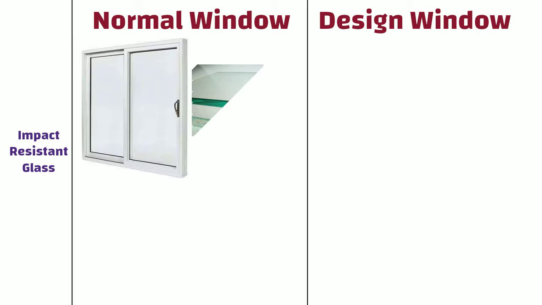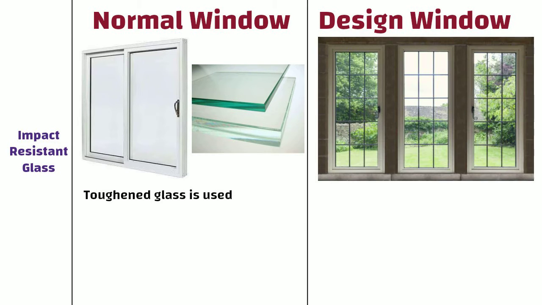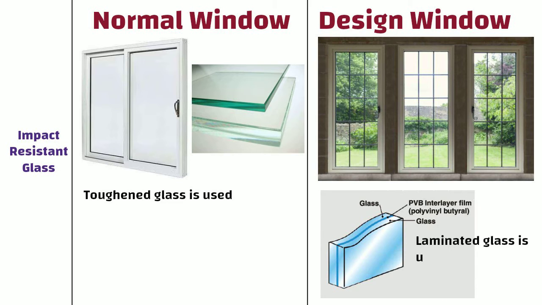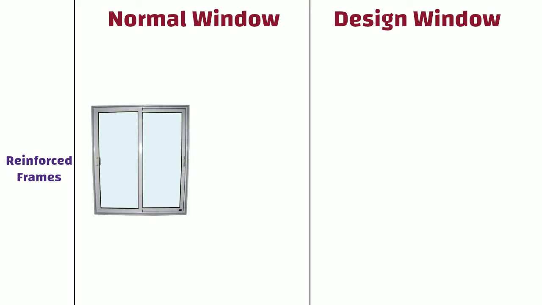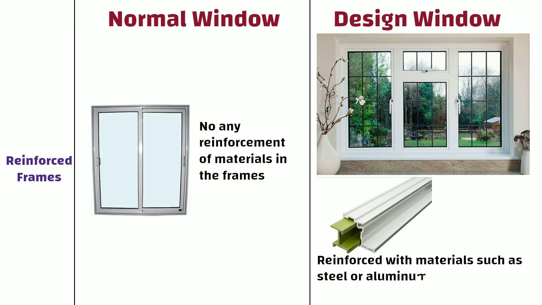Impact resistant glass. In normal window, generally toughened glass is used, whereas in design window, generally a laminated glass is used which is impact resistant. Reinforced frames. In normal window, there is no requirement of materials in the frames, whereas in design window, the window frames would be reinforced with materials such as steel or aluminium to provide additional strength and rigidity.